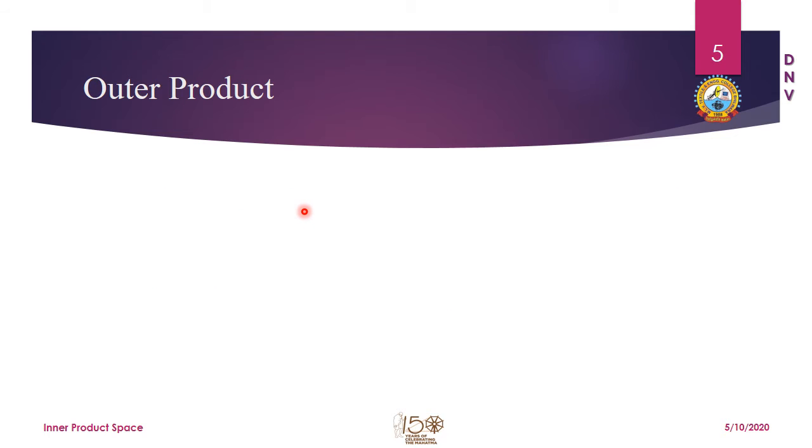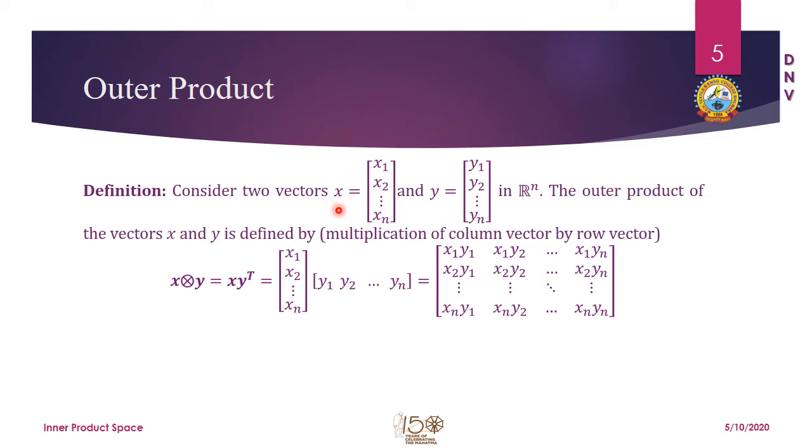Let us now define the outer product. If we consider the same vectors x and y in Rn, then the outer product of these vectors, denoted by x O y, equals x y transpose. Earlier it was x transpose y, now it is x y transpose. We have taken the column on the left hand side and the row on the right hand side. In this case, it is an n cross 1 matrix and a 1 cross n matrix. So the resulting matrix will be n cross n. That is, the outer product of these two vectors will be a matrix of order n by n.